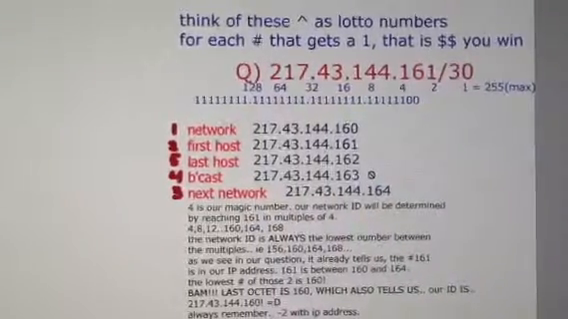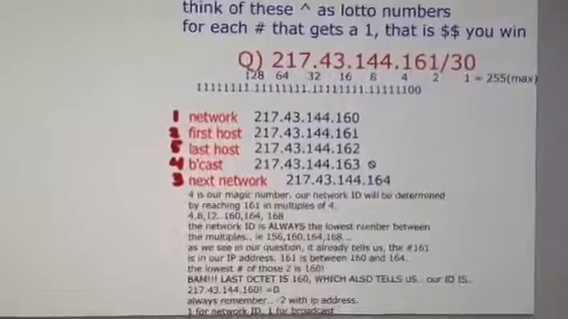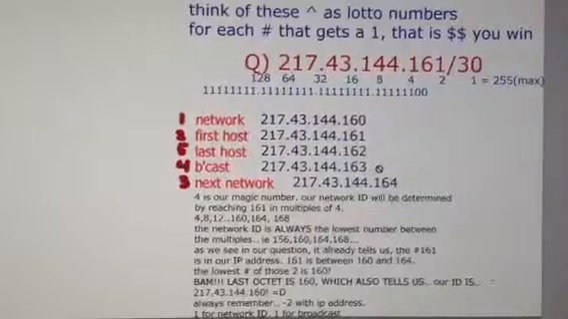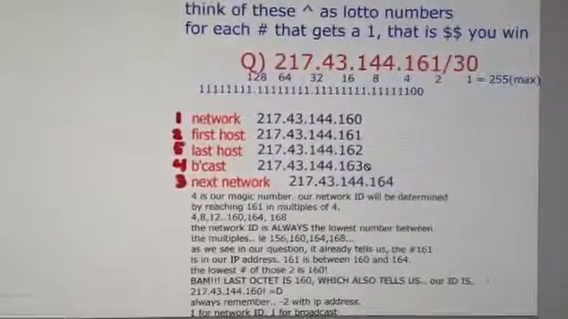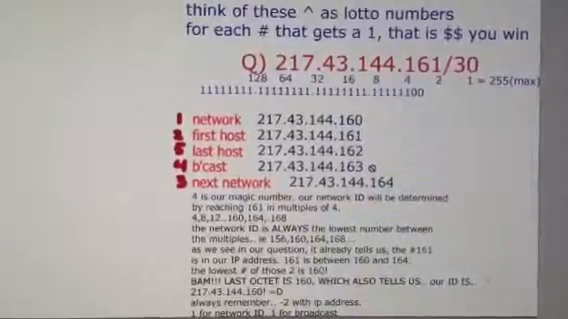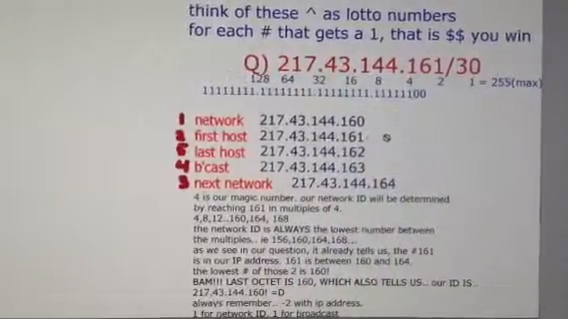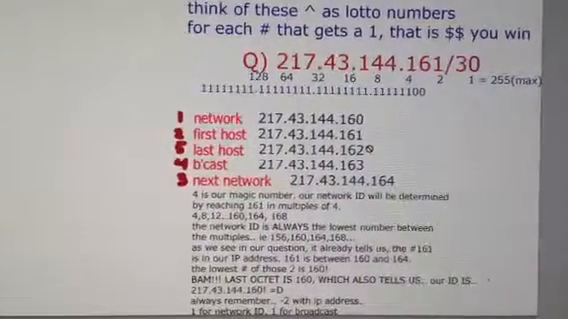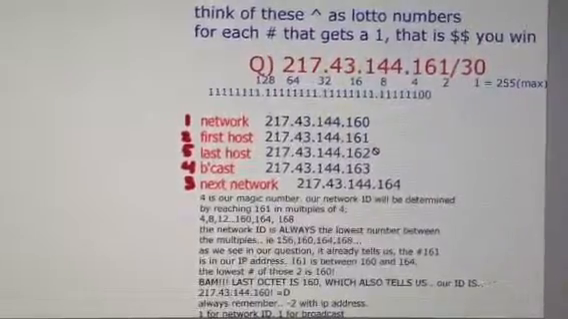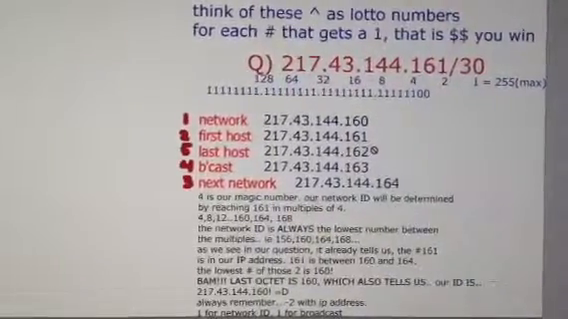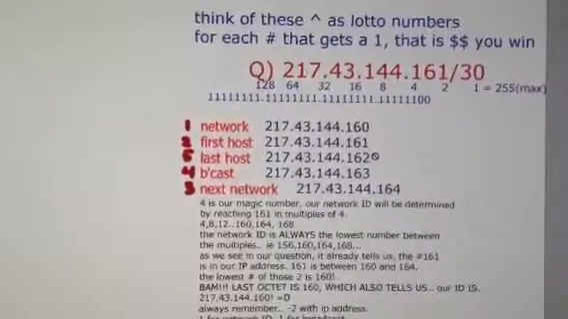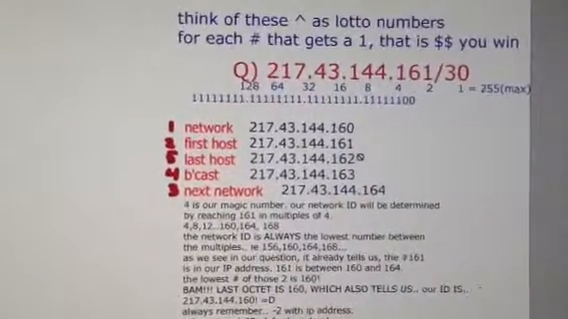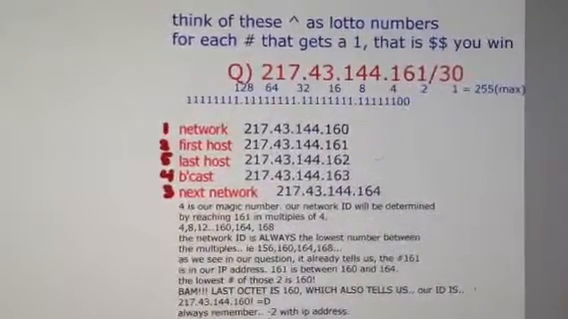The broadcast, which is always 1 less than the next network, is 163. Going by that logic, if our broadcast is an ID that we cannot use, and the first host is 161, what number lies in between those two? I'll give you a hint. If you're picking anything aside from 162, turn off the video now and go learn, I don't know, plumbing or something that doesn't require math, because you will probably fail. 162 is our last host.